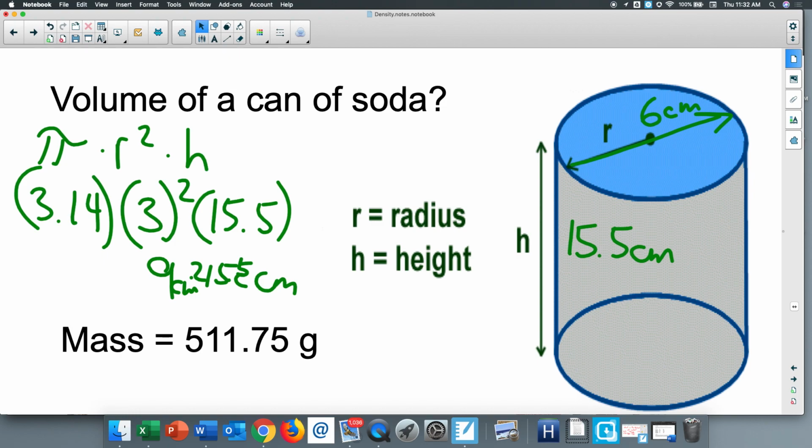And what was that number, Mallory? You started giving it to me. 4 what? 438.03 centimeters cubed. Now, if I want the density, going back to Carly over there. Carly, what am I going to do here?